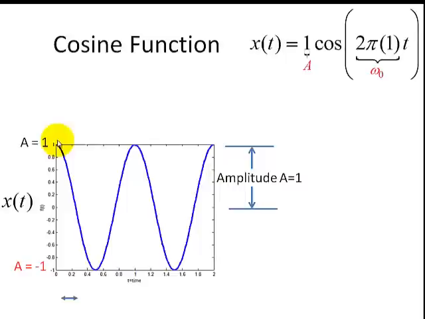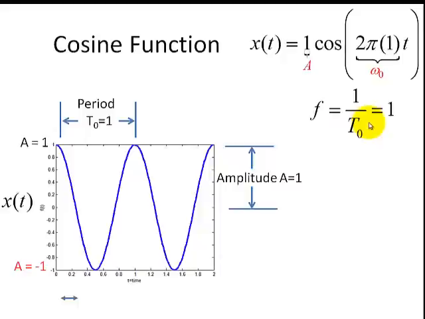Frequency is related by 1 over T0, where T0 is the period. And in this example, T0 is equal to 1, which means that 1 over T0 is equal to 1. The period interval is defined where it starts to repeat, so you can measure the peak from here to here, or you can measure the minimum from here to here, and that will give you the period as well. So that's the cosine function.